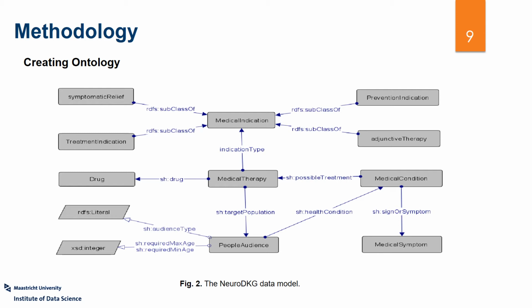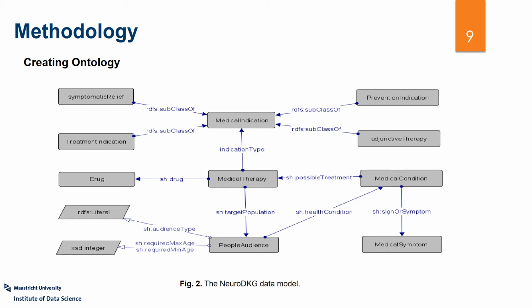And it has the target population relation with the people audience. For the people audience, we can define the audience type by using the literal, and we can limit the age by using the integer. And also the people audience has a relationship of health condition with the medical condition. And the medical condition may have the possible treatment with the medical therapy. And also it has the sign or symptom relationship with the medical symptom.